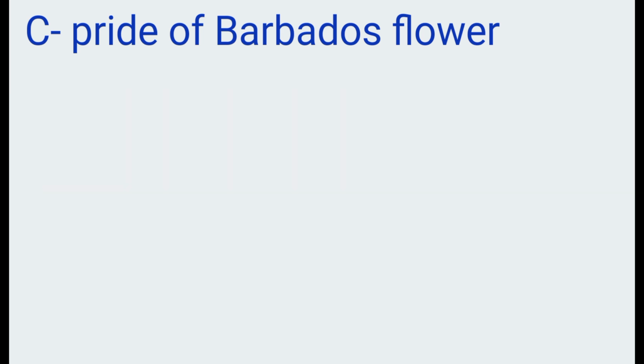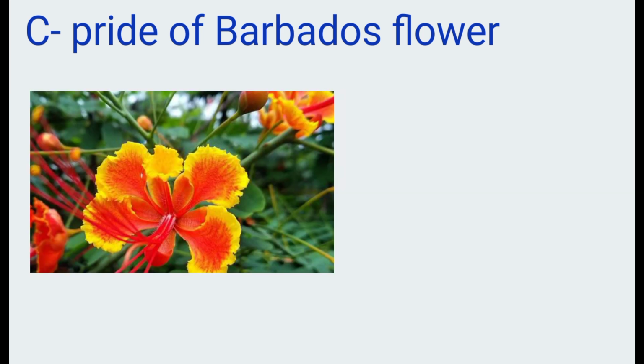Now let's talk about the flowers of Pride of Barbados. So they are mostly cross-pollinated by bees, butterflies, and hummingbirds. They can also self-pollinate to some extent. They are mostly colored bright yellow or red. They have irregular shape with 5 petals and prominent stamens.